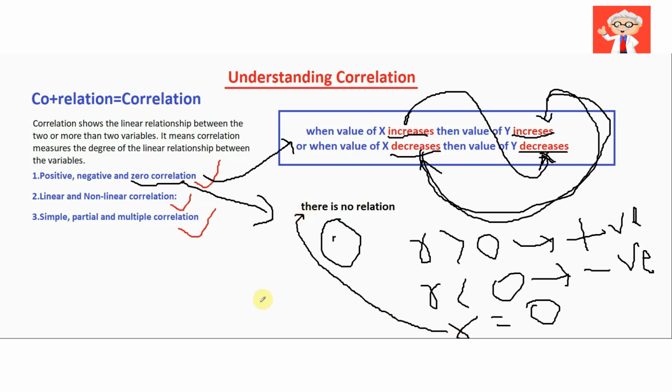So we denote correlation by r. When r is greater than 0, this is called positive correlation. And when r is less than 0, then this is called negative correlation. But when r equals 0, then this is called no correlation, meaning two variables are not correlated.